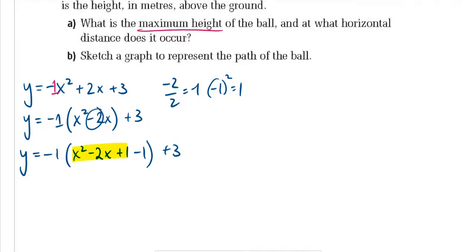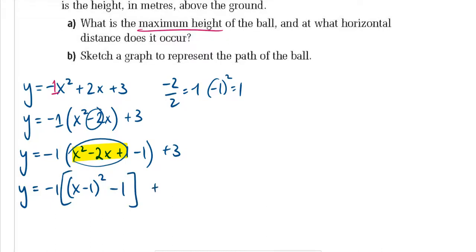These three terms make a perfect square trinomial. So I have y equals -1. Perfect square factoring gives me (x minus 1) squared. Let's put some square brackets here. Minus 1 in the square brackets and plus 3. So again, these round brackets now become square brackets because I'm introducing a new pair of round brackets here.